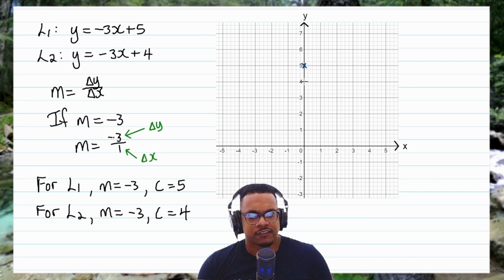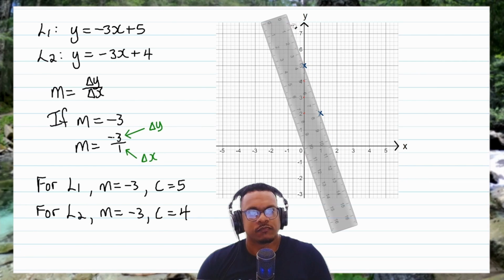So from positive 5, I'm going down 3. 1, 2, 3. So that's my change in y being negative 3. And then I'll go across to the right 1. And that will be my change in x being positive 1. And now I'll draw a straight line to connect these 2 points. So here I'll have my line L1.